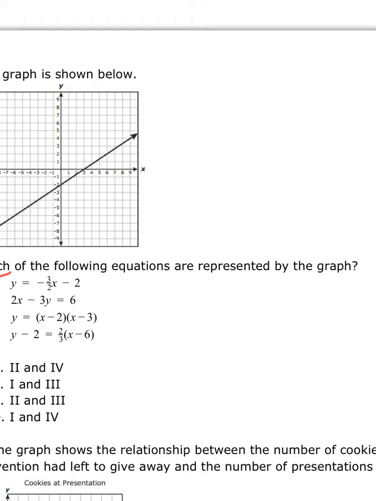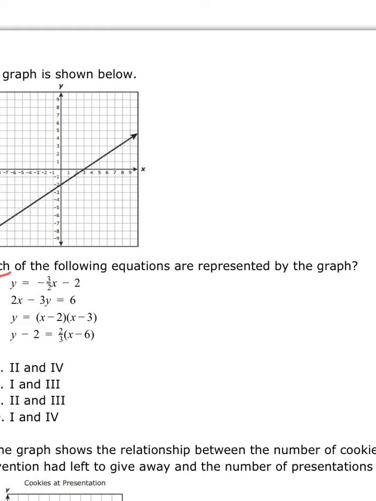So I've got 2x minus 3y equals 6. Does that look like my graph? I hear yeses and I hear nos. So yes? Look, do we have the same x and y intercepts? Yeah, negative 2 for my y-intercept, positive 3 for my x-intercept. So 2 is definitely one of them, right? All right, what about 3?